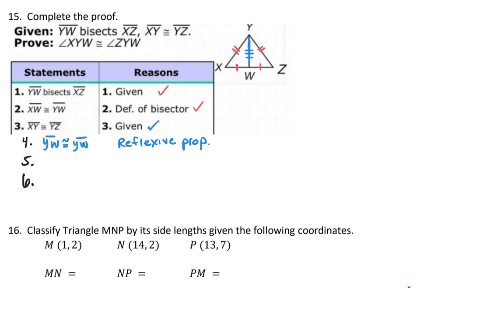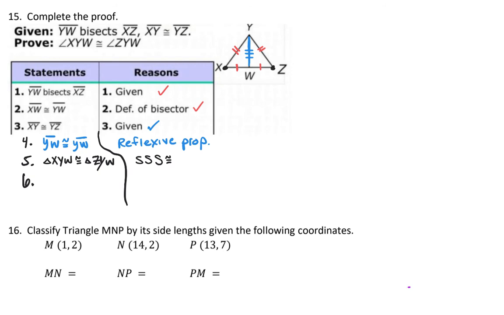Cool. So now I can say that those 2 triangles are congruent to each other. I can say that triangle XYW is congruent to triangle, so if I said XYW, I got to say ZYW would be the matching one. And the reason for that would be, I see SSS.